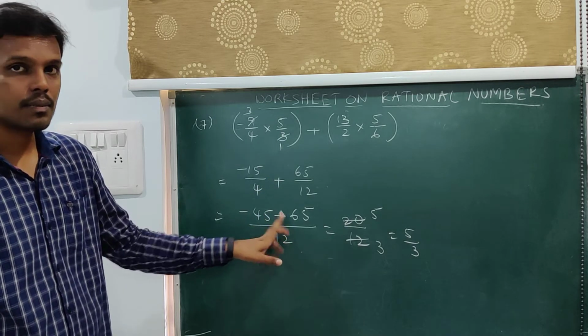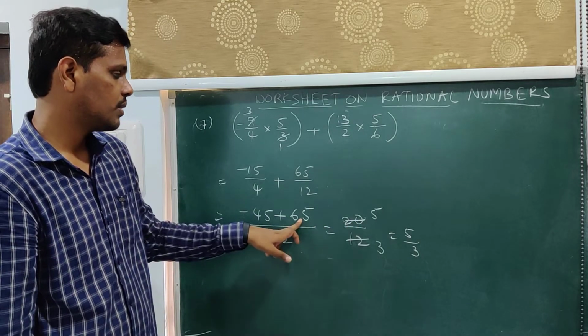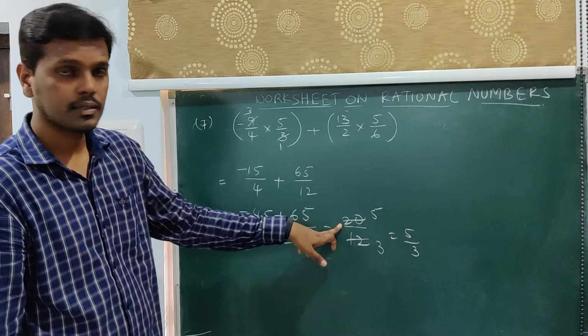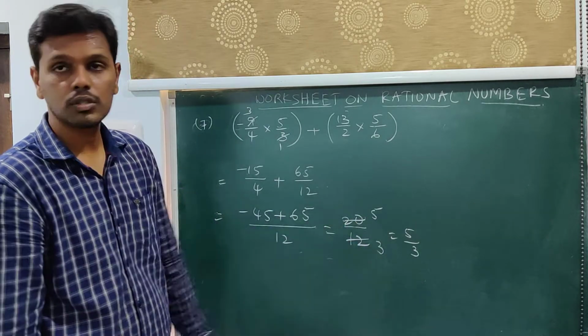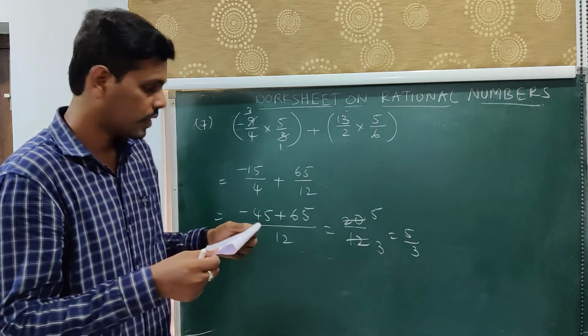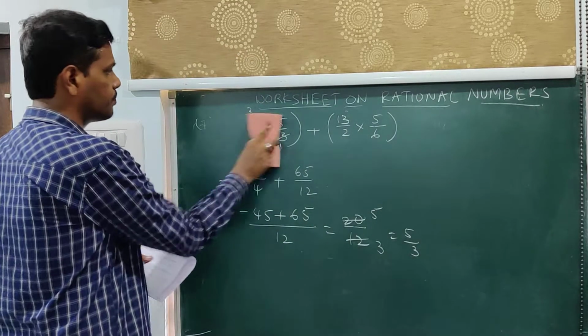Different signs, you have to subtract 65 and 45. The numerical is 20. Biggest number is 65, sign is plus, so I have put plus sign here. So 20 by 12, both go in the 4 table. 4 3s are 12, 4 5s are 20. So that is the case, 5 by 3. So that is it with regards to the 7th one. Now let's move on to the 8th problem.